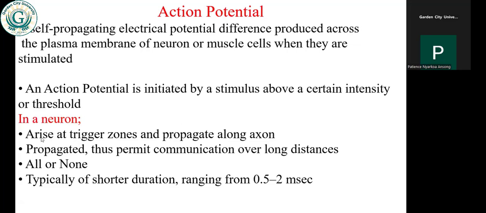In the neuron, we say it arises at the trigger zone or the axon hillock, as I used the diagram to explain, and is propagated along the axon. Propagation permits communication over a long distance, and it's all or none, because either you reach a threshold or you don't. When you reach it, an action potential is generated. When you don't, the graded potential dies out. It happens over a short duration ranging from 0.5 to 2 milliseconds.